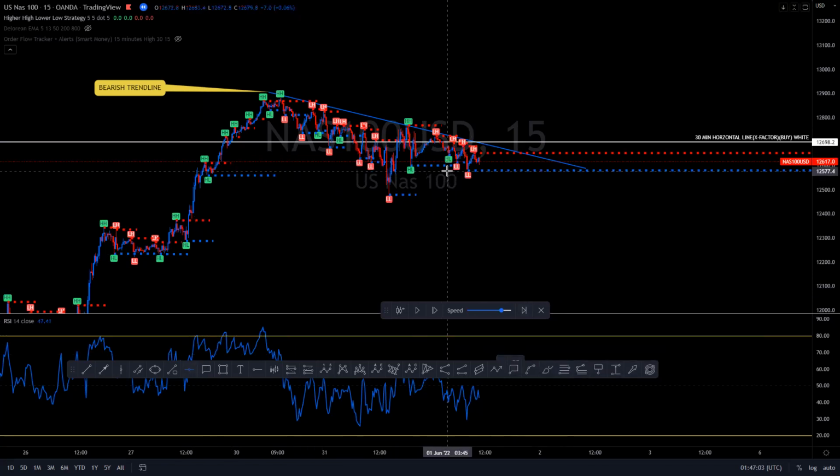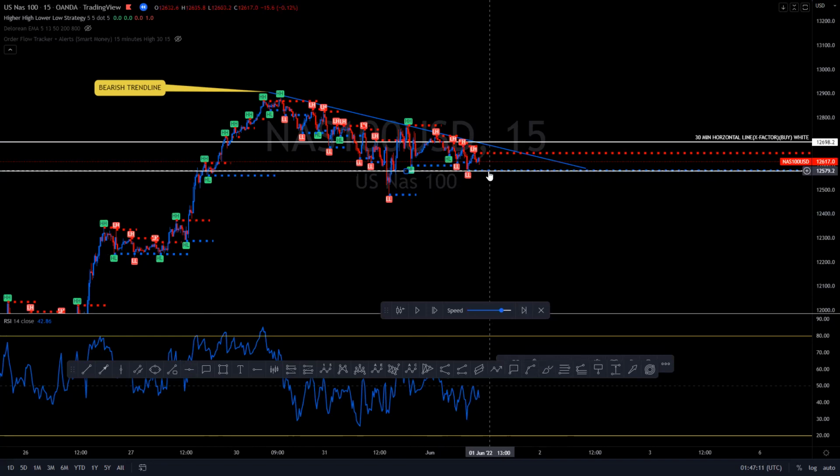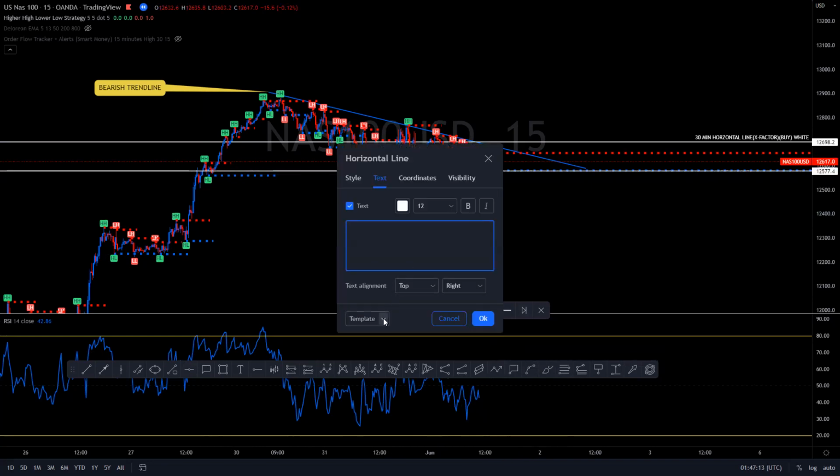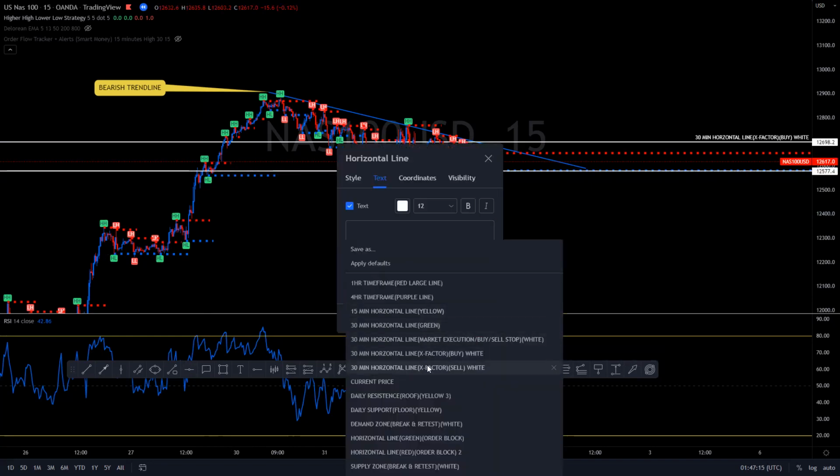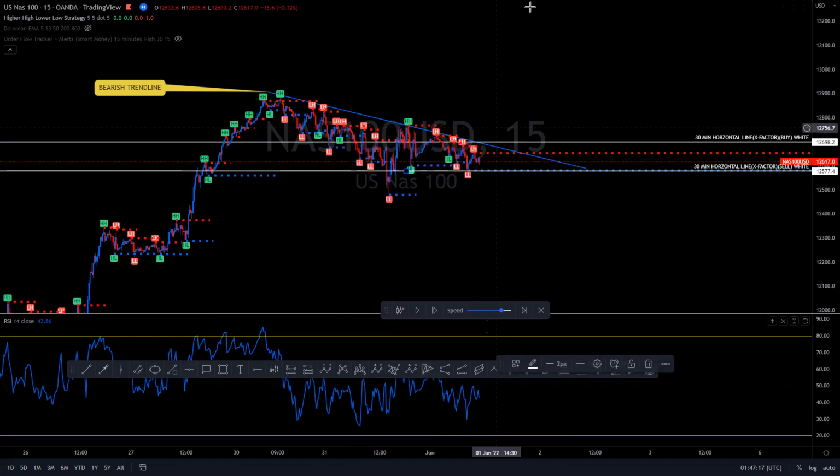Basically, the reason why I do a break and retest is because I want to see a clean break and retest in order for me to get confirmation to buy or sell. So I'll put my break and retest for the sell down here at this support. Okay. And so I did that.